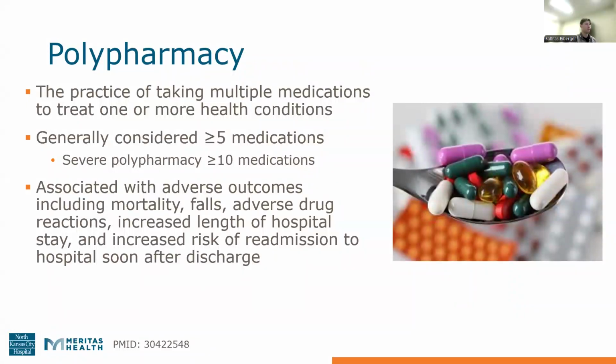Next, a big topic that directly relates to the Beers criteria is a term called polypharmacy. This is the practice of taking multiple medications to treat one or more health conditions. Generally, it's considered 5 or more medications. Depending on where you look, you'll see different numbers, but 5 or more is typically considered polypharmacy, with severe being 10 or more medications.